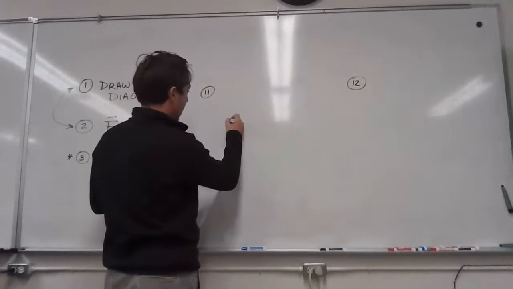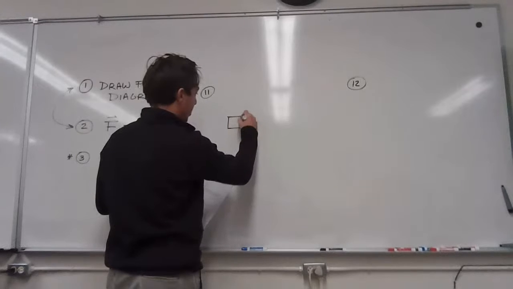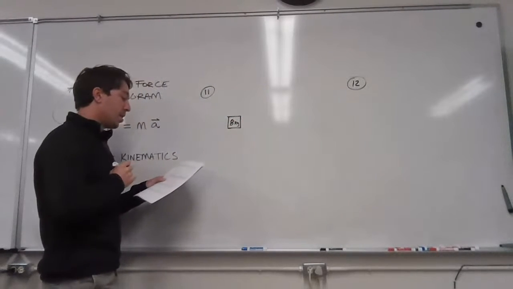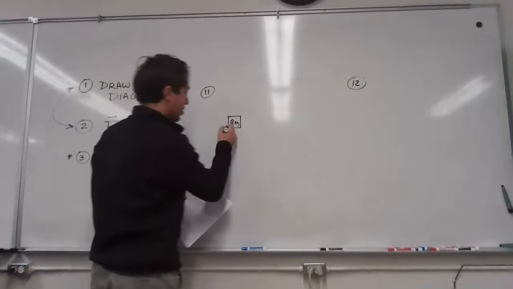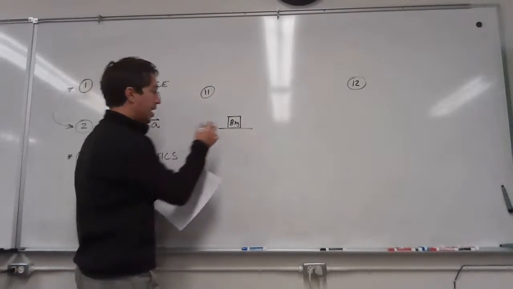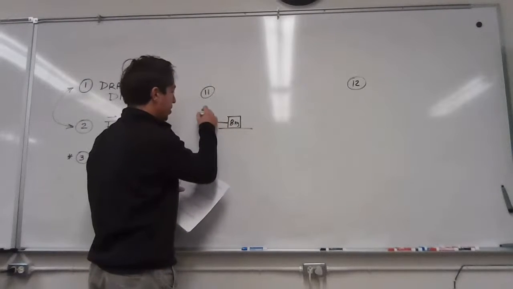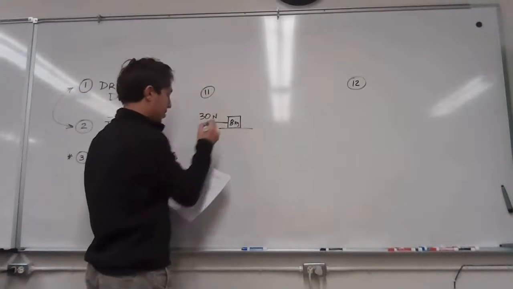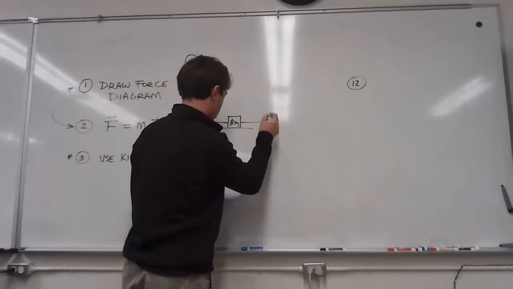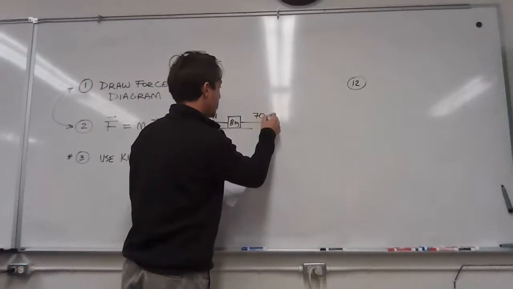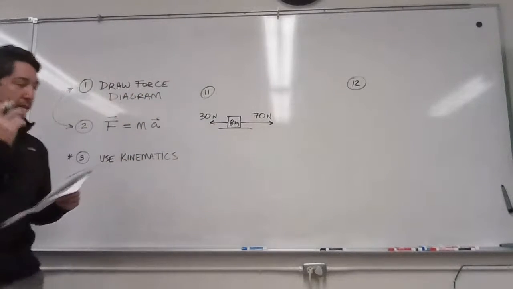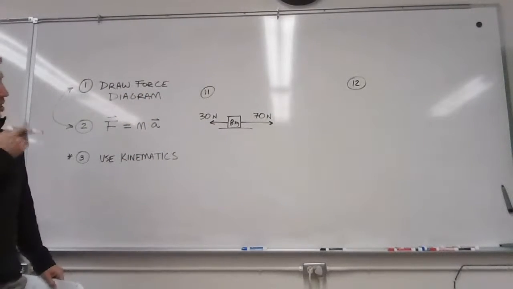11 says there's an 8 kilogram block. Here's my block, 8 kilogram block. It's at rest on a frictionless surface. So here's my surface. A rope pulls it to the left with a 30 Newton force. So you go 30 newtons. And another rope pulls it to the right with a 70 Newton force. There's my 70 Newton force. Draw a force diagram and find the acceleration of the block.